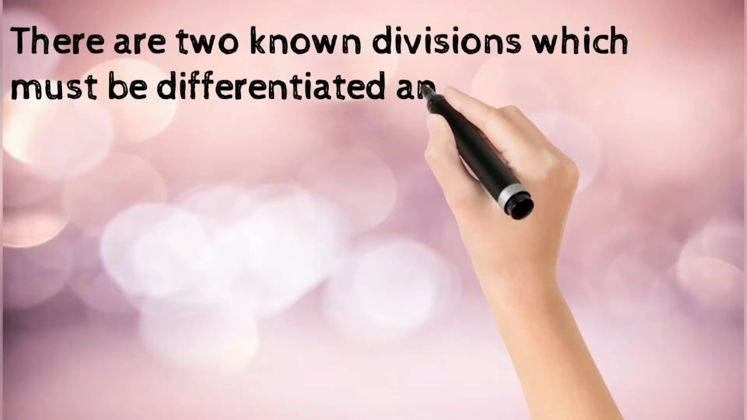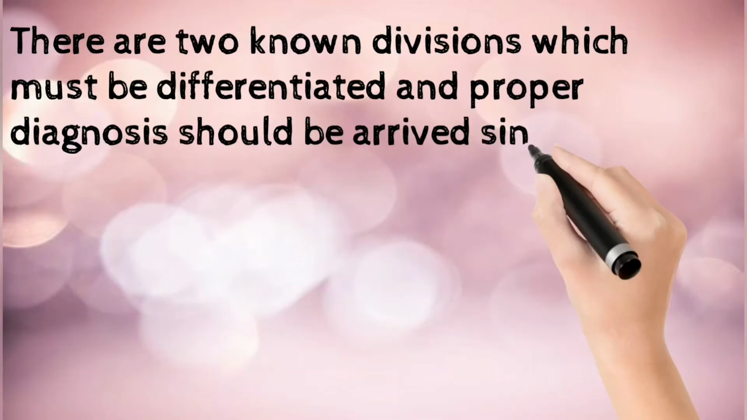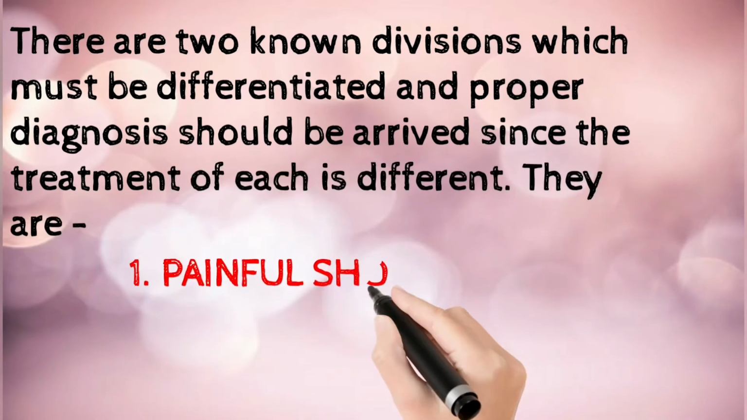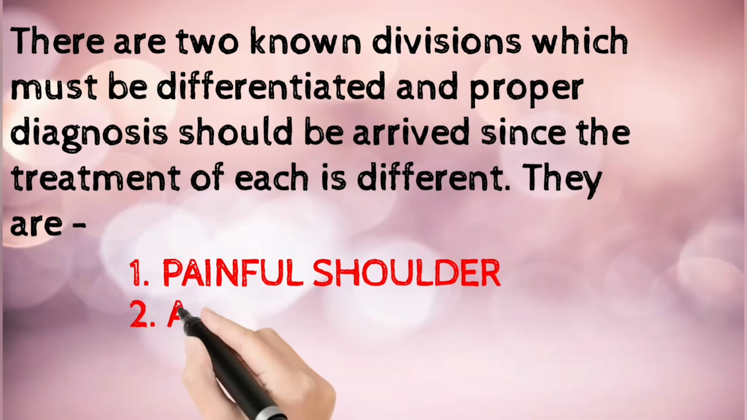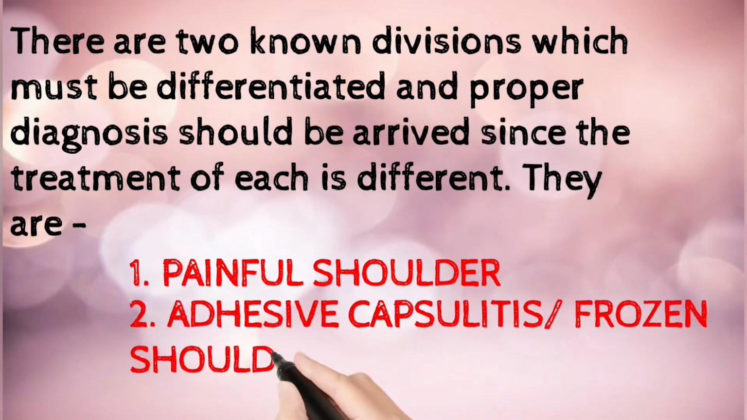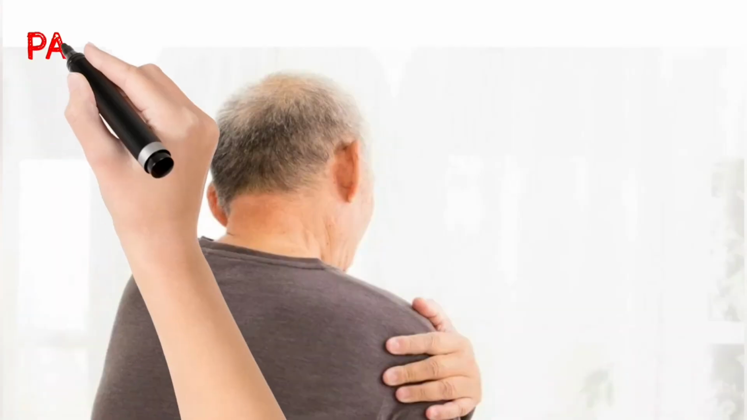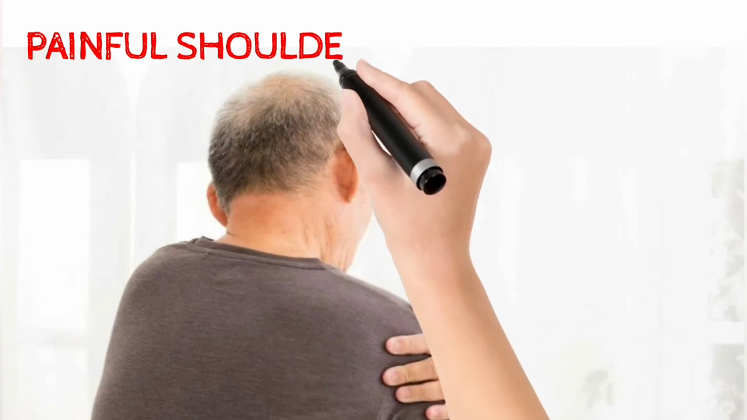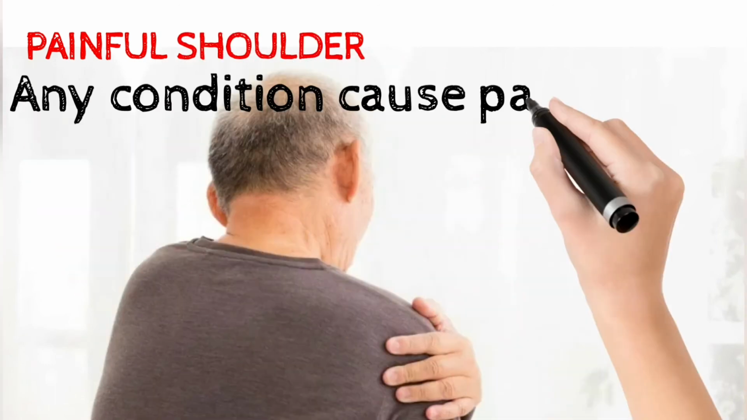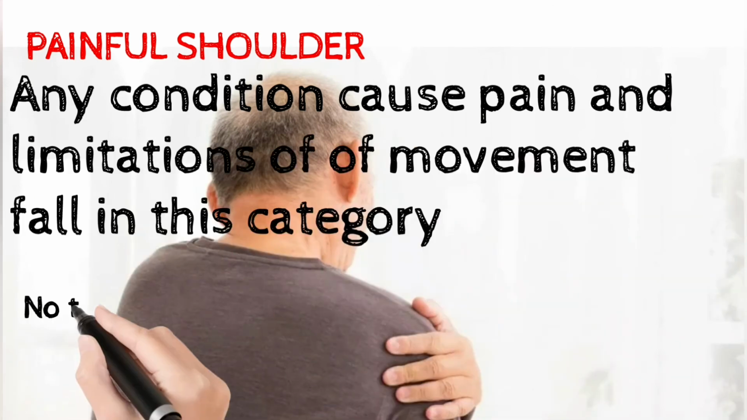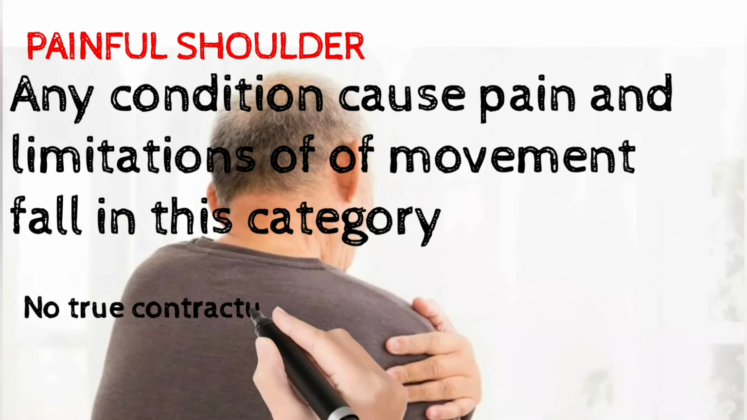Furthermore, there are two divisions which must be differentiated to arrive at the proper diagnosis, since the treatment of each is different. So there are two cases of how we can differentiate the shoulder pain. The first is painful shoulder and the second is adhesive capsulitis. If there is a condition of a painful shoulder, how can we differentiate it? In painful shoulder, any condition which causes pain and limitation of movement falls in this category.